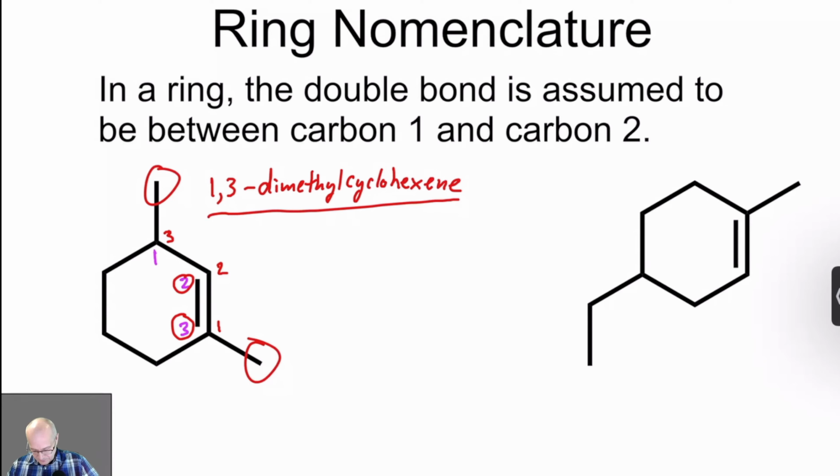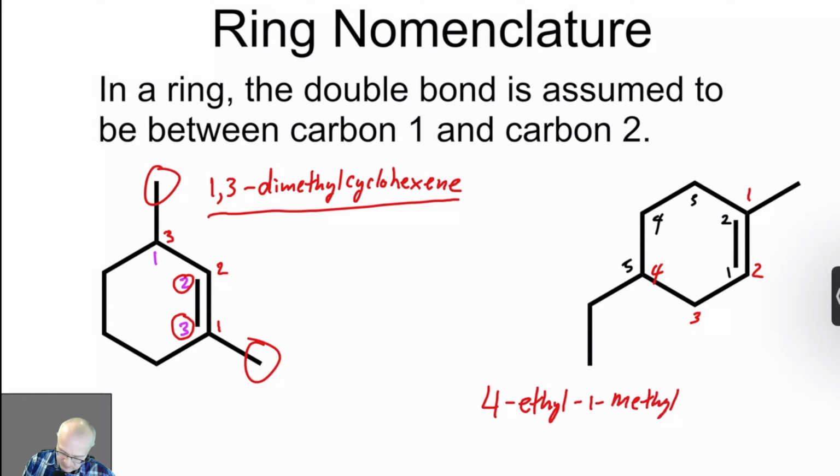Let's try this one over here. So we could start numbering here. 1, 2, 3, 4. I guess we could go back the other way. 1, 2, 3, 4, 5. So the black numbers don't seem like they're going to work out well for us because it's giving the double bond the 2 and it's giving the methyl and the ethyl higher numbers. So the red numbers are going to win. So this is going to be 4-ethyl-1-methylcyclohexene.